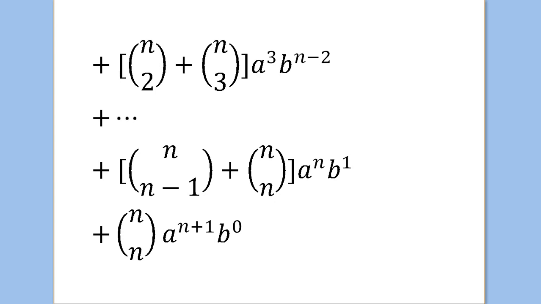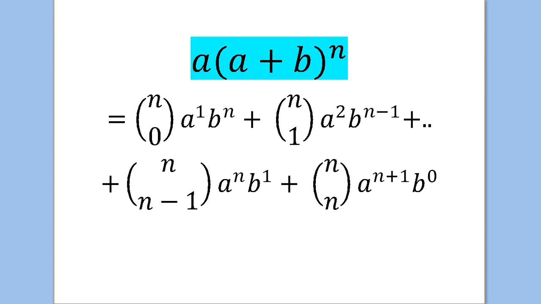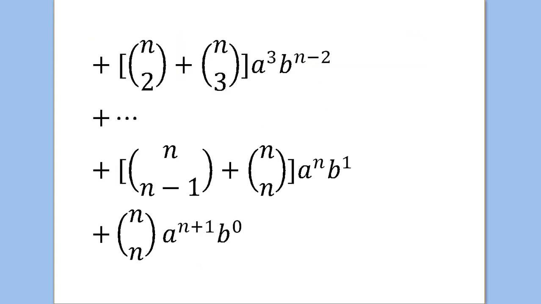And then the final term is on its own, is n choose n, a to the n plus 1, b to the 0. We met that earlier in the a times a plus b to the n expansion. That's it there, it's the last term. So that sits on its own when you add the two together.